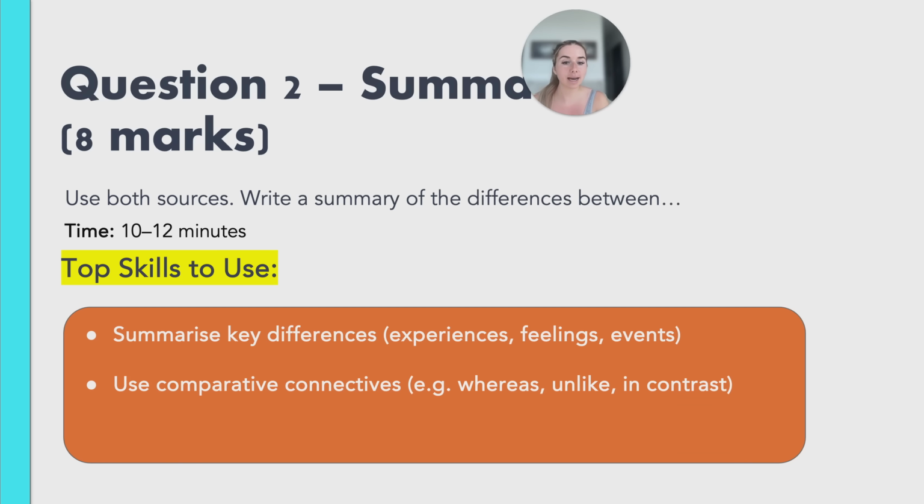Use comparative connectives like whereas, unlike, in contrast, comparing them because it's a summary of the differences. So we must show where they're different. And then infer attitudes or implications from the details. So what is implied? Don't just tell me the obvious things, tell me what is implied, but you don't need loads of detailed analysis. We don't need any language techniques or structure techniques. You're just telling me, oh, this could suggest.